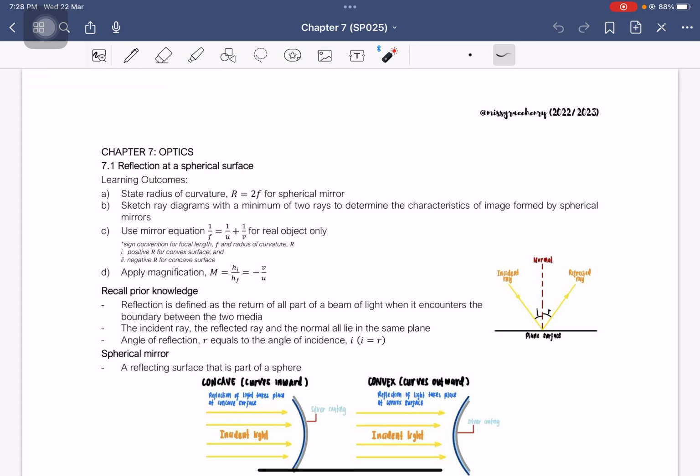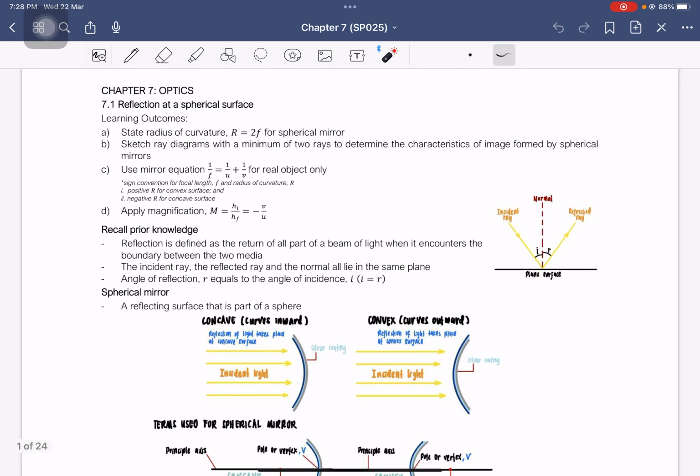In this subtopic, you should be able to state and use the radius of curvature formula, which is R equal to 2F for spherical mirrors. Sketch the ray diagrams with a minimum of 2 rays to determine the characteristics of the image formed by the mirrors. Use this equation for real objects. And lastly, apply the formula for magnification.